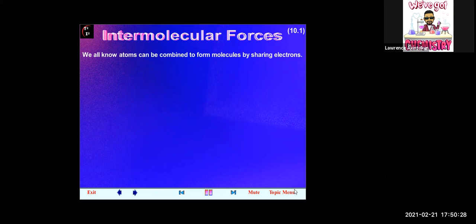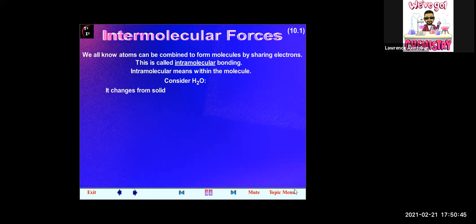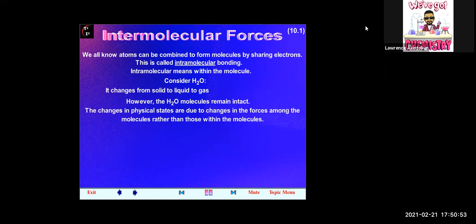We all know atoms can be combined to form molecules by sharing electrons. This is called intramolecular bonding. Intramolecular means within the molecule. Consider H2O. It changes from solid to liquid to gas. However, the H2O molecules remain intact. The changes in physical states are due to changes in the forces among the molecules rather than those within the molecules. The forces among the molecules are called intermolecular forces.